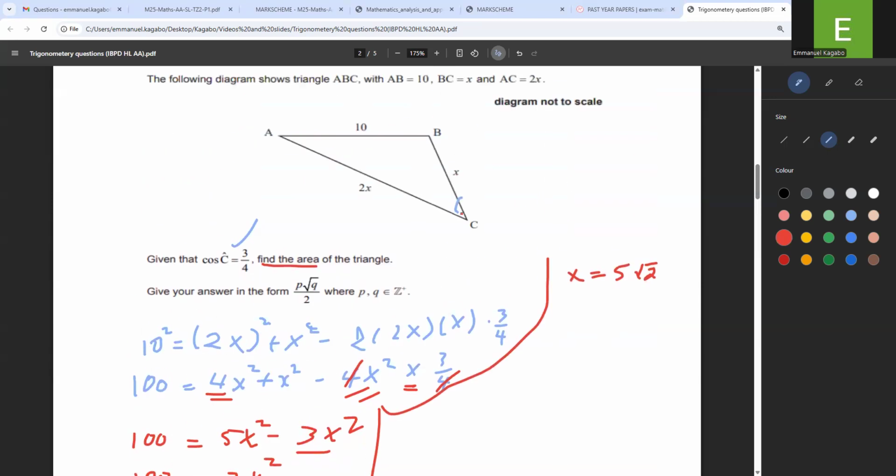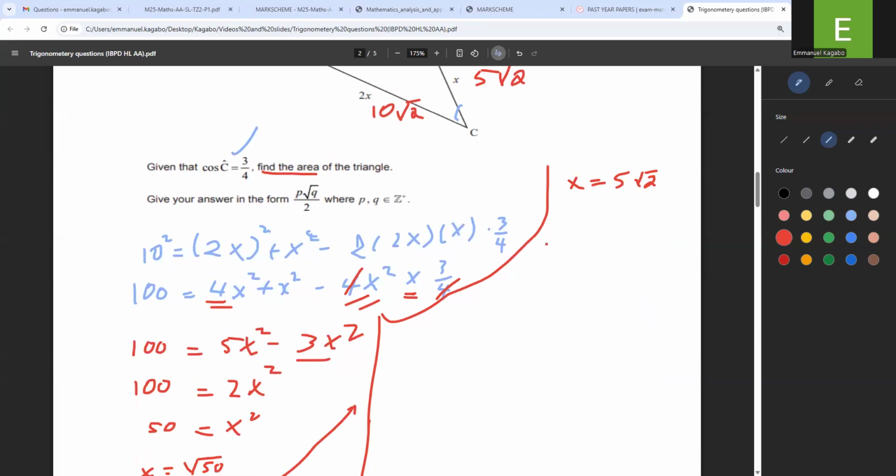So if you check on our question, this is 5 square root of 2, right? Okay, what about this side? This side will be 10 square root of 2, right? Wow, very good question here. I haven't finished yet, because they're asking me to find the area of a triangle. And as you know, guys, the area of a triangle which is not a right angle triangle is a half ab sine C.